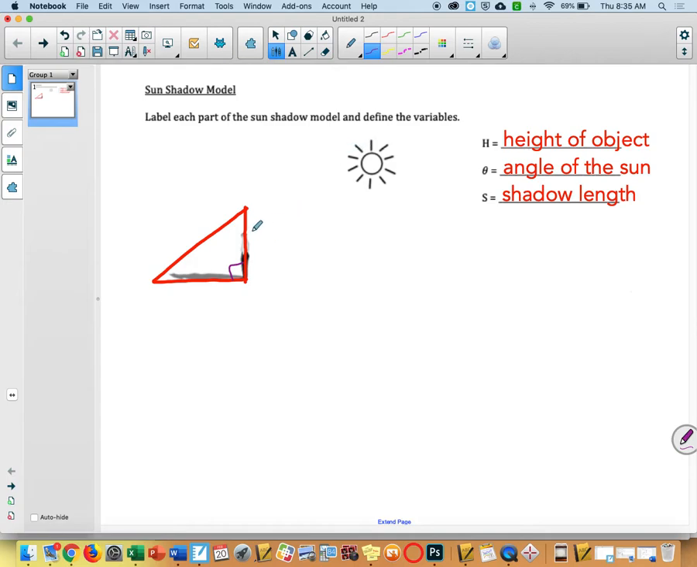Well, the angle to the sun, okay, is going to occur at the bottom of the shadow. It's called the angle of inclination. And remember that when we have a missing angle, we call that a theta. We use x's and y's for the sides. So the height of the object can change at all times, so we're going to have that be h. And s again is our shadow length.